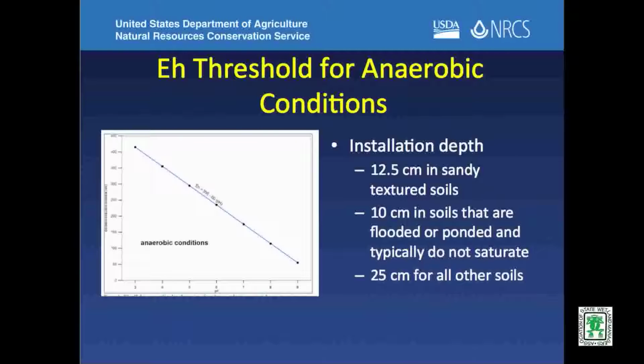When you're measuring EH, your platinum electrode installation should be at 12.5 centimeters in sandy textured soil, 10 centimeters in soils that are flooded or ponded and typically do not saturate. So these are soils that are hydric because they pond at the surface, but they don't saturate from groundwater. And then for all other soils, you would want to put your platinum electrodes at 25 centimeters. And you need to meet that threshold for 14 consecutive days, so you would need to go out once a week and have 3 measurements in a row that meet the anaerobic conditions threshold to say that you have anaerobic conditions in the soil.